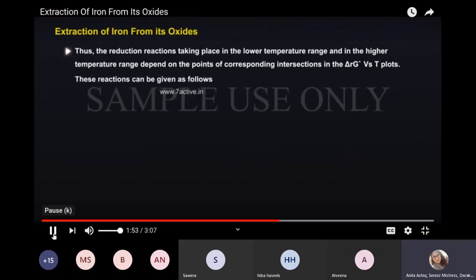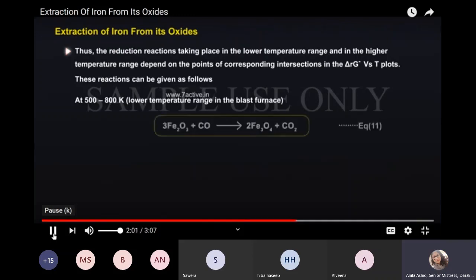These reactions can be given as follows. At 500 to 800 Kelvin, lower temperature range in the blast furnace: 3Fe2O3 plus CO gives 2Fe3O4. It's a very good piece of information. That is why I've added it, because this is not given in the books right away. And it says, number one, that at 500 to 800 Kelvin, lower temperature range in the blast furnace.